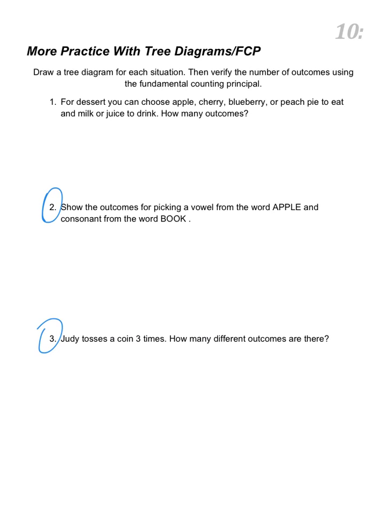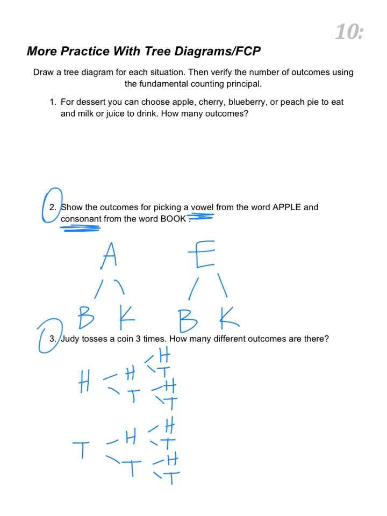So on page 10, try numbers 2 and 3 and then check that with me. Alright, so number 2. A vowel would be A and E, then your consonants would be B and K. So I made my tree diagram here. Number 3, she tossed a coin 3 times. So here's the first toss, heads or tails. She tosses again and then again. The question says how many different outcomes are there? So 2, 4, 6, 8.